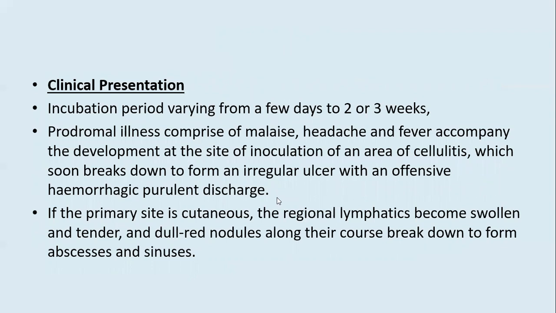Clinical presentation. The incubation period is 2 to 3 weeks. Prodromal illness comprises malaise, headache, fever, and development at the site of inoculation of an area of cellulitis which soon breaks down to form an irregular ulcer with offensive hemorrhagic purulent discharge. If the primary site is cutaneous, regional lymphatics become swollen and tender, and dull red nodules along the course break down to form abscesses and sinuses.